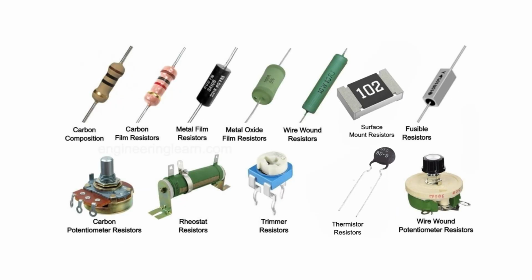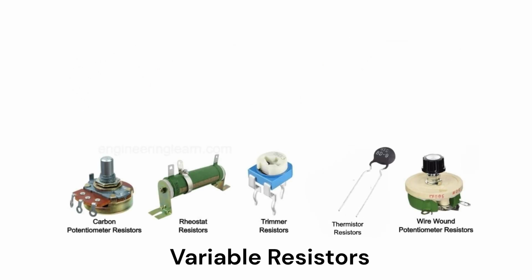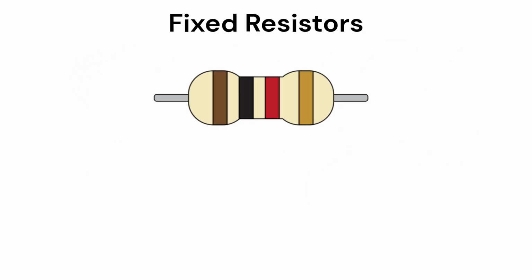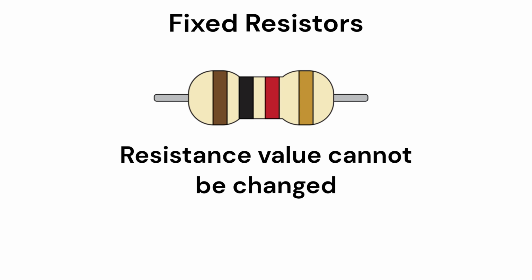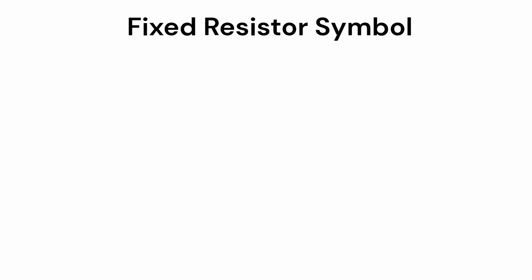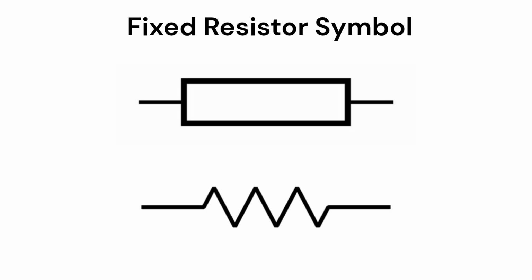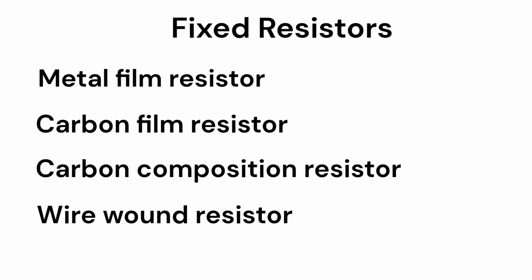Now, resistors come in a lot of different types, such as fixed resistors and variable resistors. But in this video, I am going to cover only four types of fixed resistors. I might make another separate video to explain all the other different types of resistors. So, fixed resistors. A fixed resistor has a resistance value that cannot be changed. The international standard symbol for a fixed resistor is shown, and the American standard symbol for a fixed resistor is shown. Now let's look at these four types of fixed resistors: metal film resistor, carbon film resistor, carbon composition resistor, wire wound resistor.